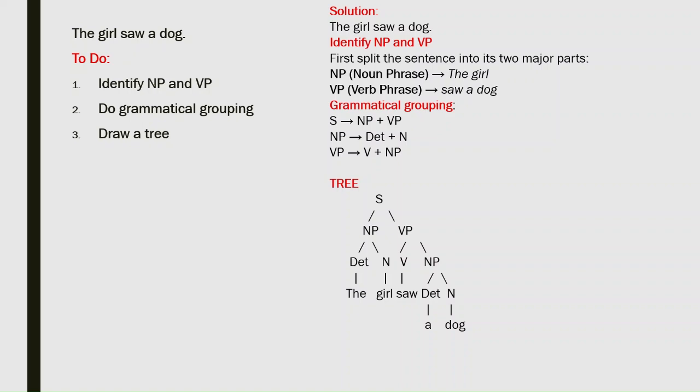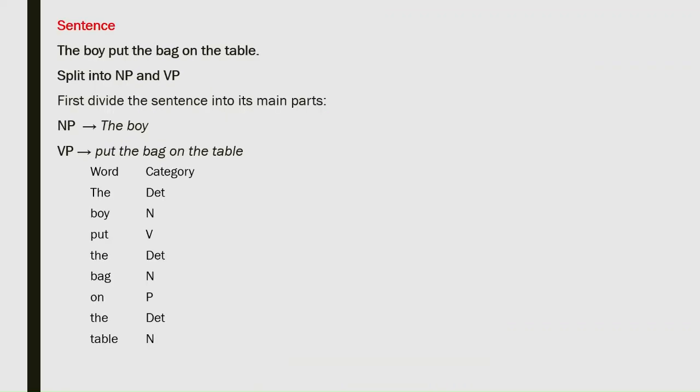So when you draw the tree, the sentence is divided into NP and verb phrase, and then NP is nothing but determiner and noun. So the girl will come there. Verb phrase is again verb and noun phrase. Noun phrase again is divided into determiner and noun. So verb is saw, determiner is a, and N is dog. So like this, you can split it, and this is another sentence.